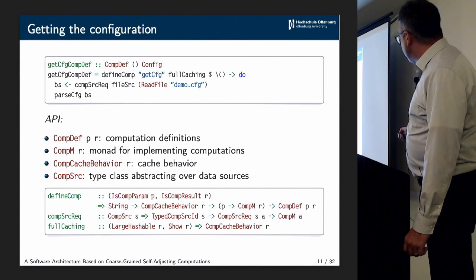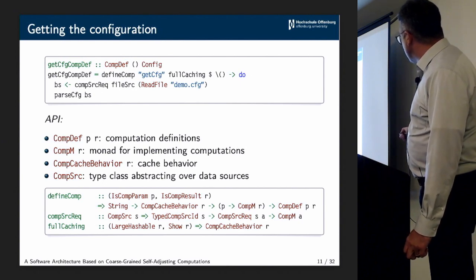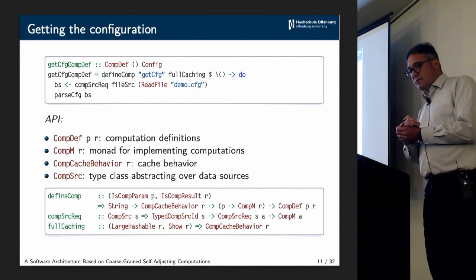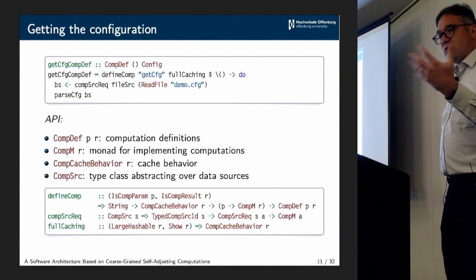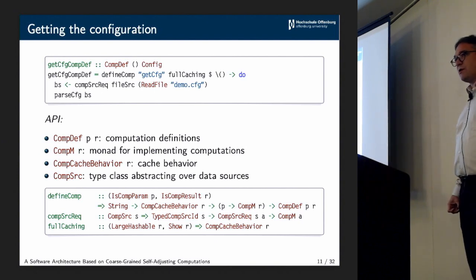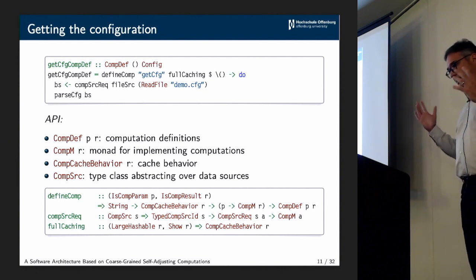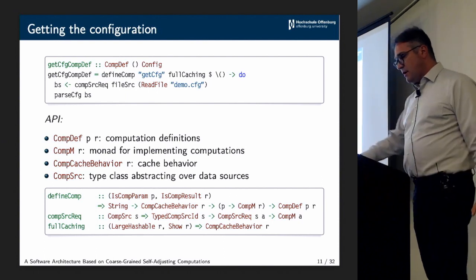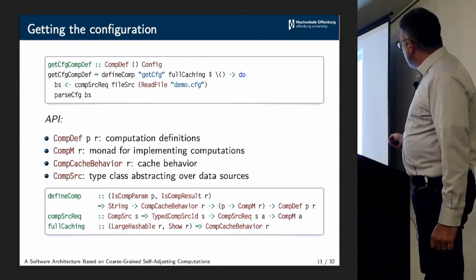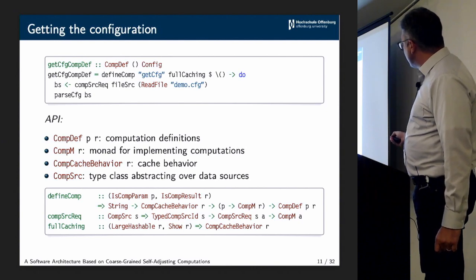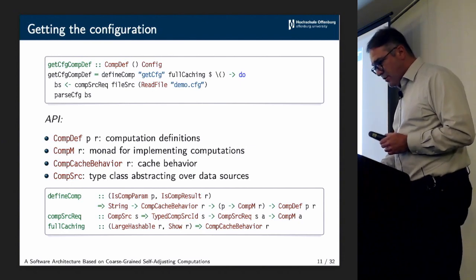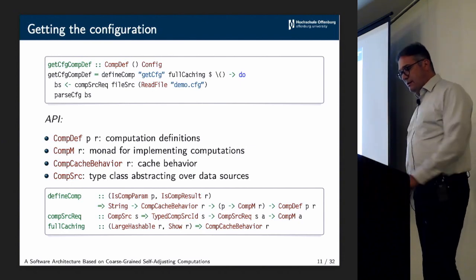And what you also see in the body here is comp source rec. That stands for computation source requests. This comp source request issues a request to a computation source because the framework abstracts over different kinds of data sources where input data comes from. And in this case, file source is some source accessing files on disk, and read file is a request to read a specific file. Okay, so that's quite simple, getting the configuration.